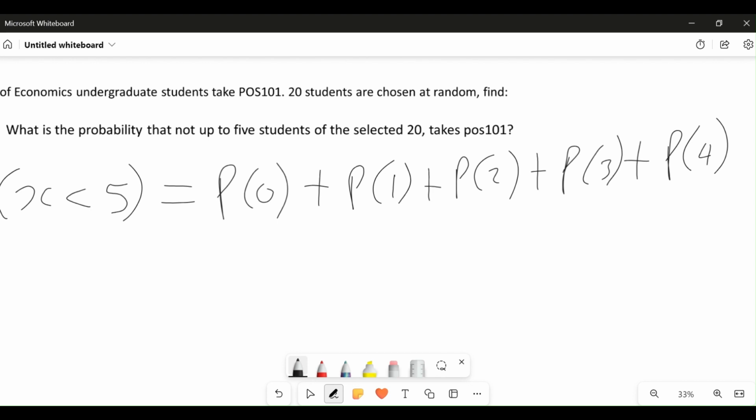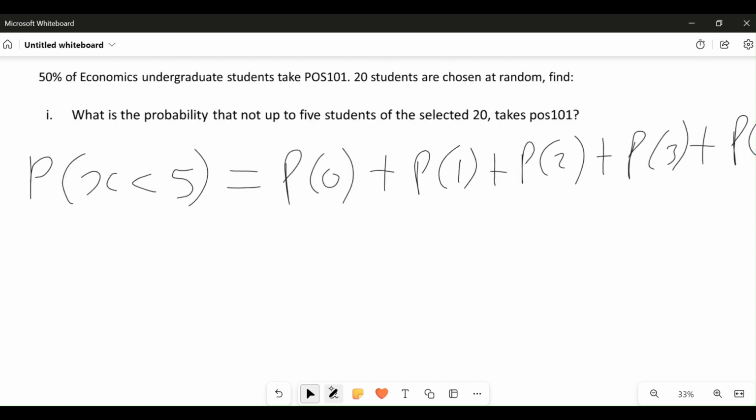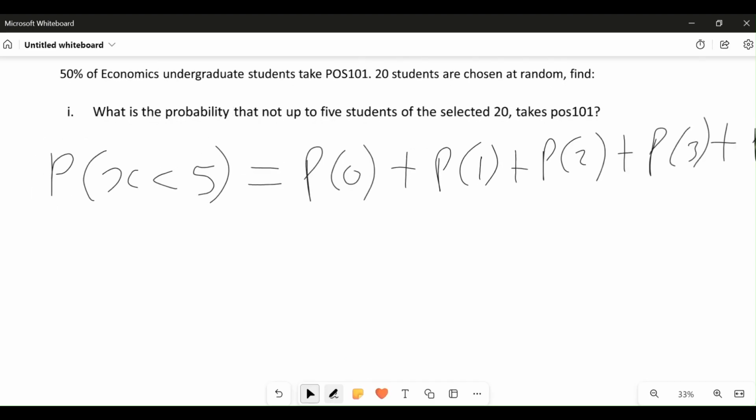So we are going to find probability of X equals 0, probability of X equals 1, probability of X equals 2, probability of X equals 3, and probability of X equals 4. And we are going to add these all together to find probability of X less than 5. That is not up to 5 students of the selected 20 taking POST 101. Now, these are failure cases of X. We already know the probability of success, and we know the probability of failure. That is, our P is already 0.5, and our Q is already known to be what?